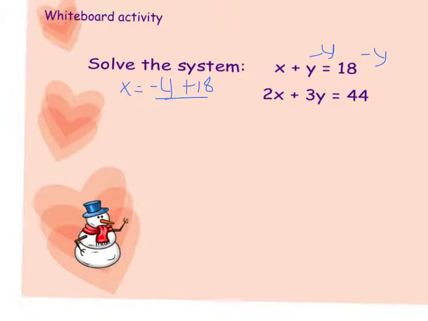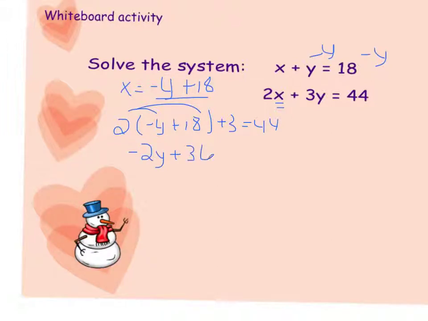I'm going to take this and substitute it in for x because now I know that x equals negative y plus 18, so I can drop it in for x. So that will look like 2 times negative y plus 18 plus 3y equals 44. Then I have to use the distributive property: negative 2y plus 36 plus 3y equals 44. And then I have to combine my terms, so y plus 36 equals 44. Minus 36, very tedious.